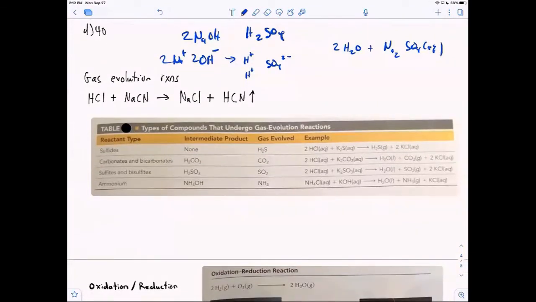Okay. So new type of chemical reaction. Gas evolution reaction. And the old school way of doing things, we'd have the up arrow. So for precipitate we used down arrows, but now we use solid. Of course, if you see the up arrow, and some countries use the up arrow and the down arrow for precipitates, but they're gas evolution reactions. So this one, as written, hydrochloric acid plus sodium cyanide makes sodium chloride and hydrogen cyanide gas.